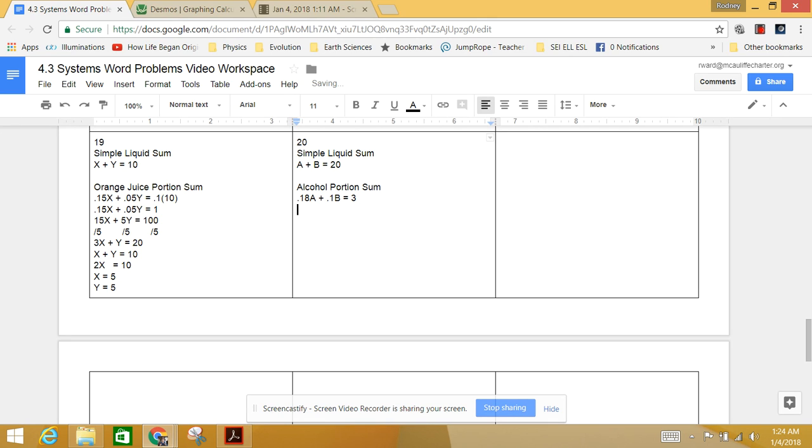Okay, so I've got 15% of 20. Now, I'm going to scale everything up by 10. That means I'm going to move my decimal over 1 and make it a 1.8 here. And this becomes a 1, and this becomes a 30. I did that because that gets me the same coefficient here as I have here. So I can copy this equation down here, bring it down here, and I have 1.8A, 1B, and now I have the same coefficient.